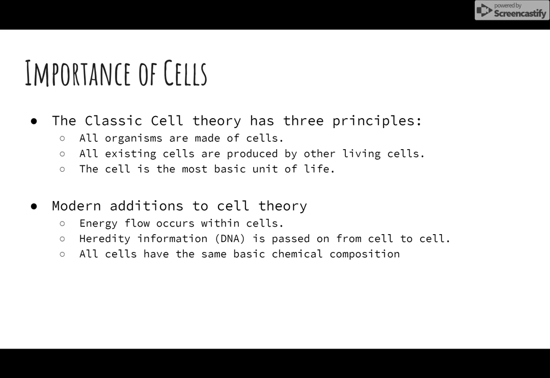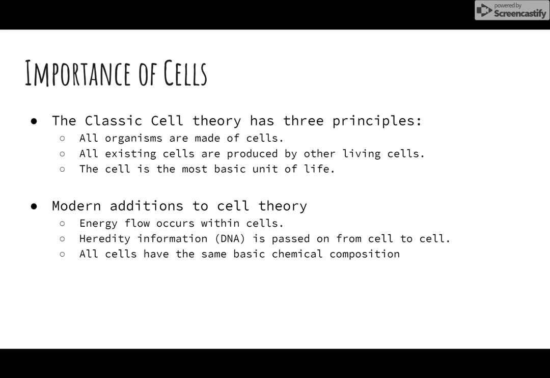The cell theory was developed in the middle of the 1800s. We were about 100 years into uncovering cells and finding them as we developed microscopes. And we came up with three basic principles about cells. All organisms are made of cells. Cells are the basic unit of life. And all existing cells are produced by other living cells. There's no spontaneous generation. Cells don't just pop into existence. They are extensions of previous cells.